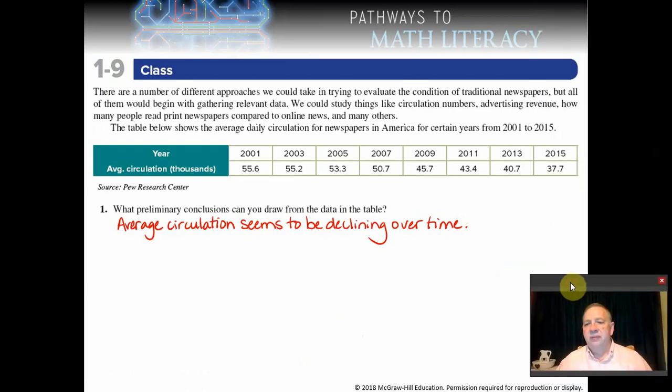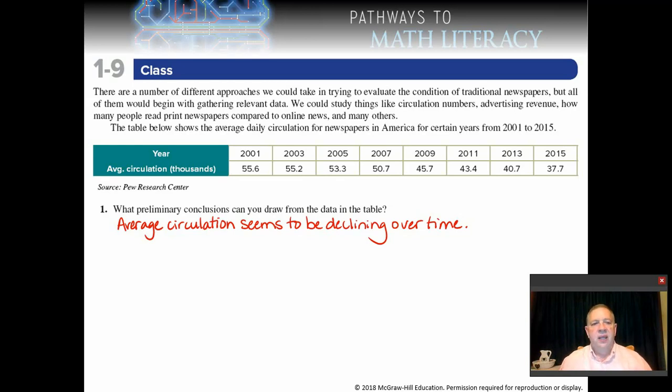There are a number of different approaches we could take in trying to evaluate the condition of traditional newspapers, but all of them would begin with gathering relevant data. We could study things like circulation numbers, advertising revenues, how many people read print newspapers compared to online news, and many others. You'll understand that when you get into your majors or spend some time working at your job. You'll get an idea of what would be the right thing that you want to extract.